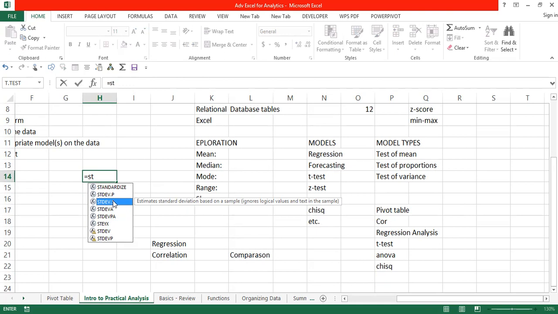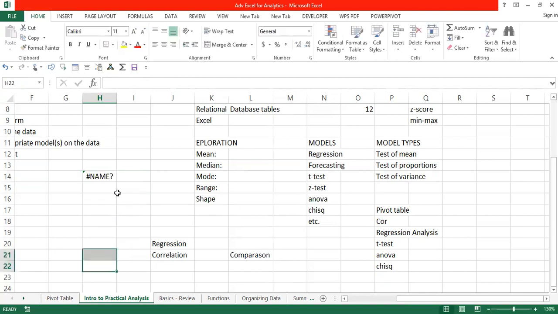Which one? Standard deviation without the P and without the S. Yeah, those ones are just there for backward compatibility. So don't bother using those ones. They put those there for people who are used to the old Excel.